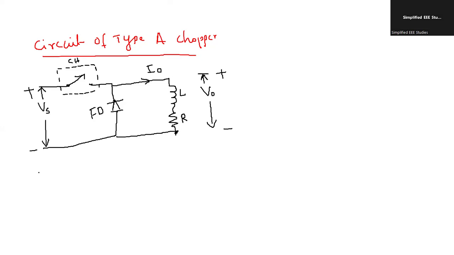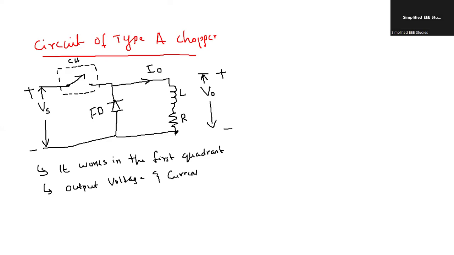First, let us give the brief description about type A chopper. The operation, it works in the first quadrant. That is why it is known as type A chopper. Also, since it is working in the first quadrant, the output voltage and the current are positive.